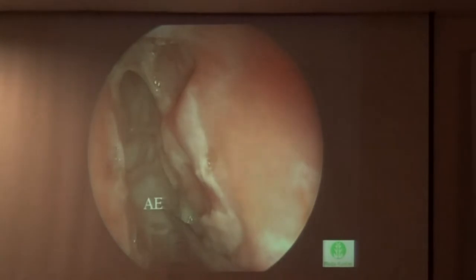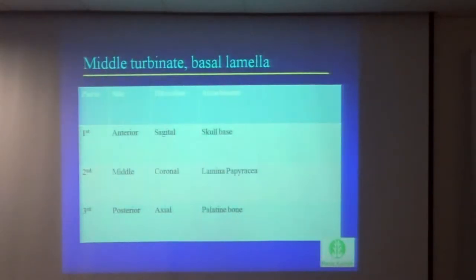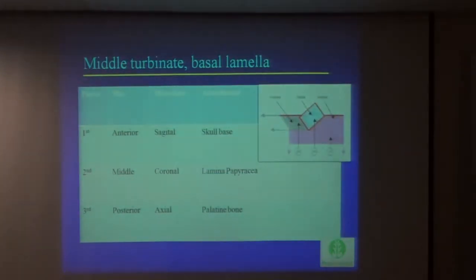And the roof should include the fovea ethmoidalis, the supraorbital air cell, the frontal recess, and the anterior ethmoid artery. And we understand the direction of the anterior ethmoid. Whenever we want to discuss the middle turbinate, the middle turbinate should be well studied. And we have here the first part of the middle turbinate, the second part of the middle turbinate, and the third part of the middle turbinate.